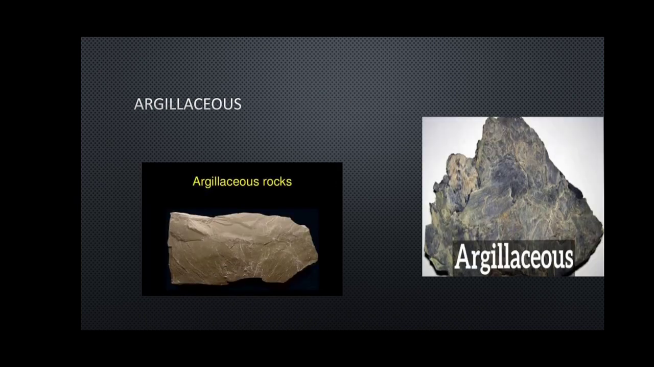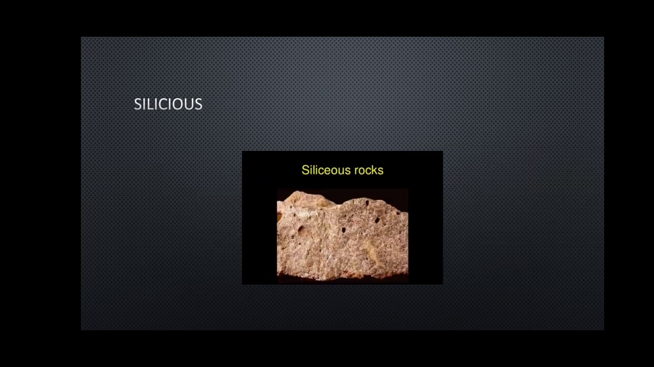As you can see in the picture, argillaceous rocks. In argillaceous rocks, the principal constituent is clay, that is aluminium. The argillaceous rocks are slate and laterite. Then the siliceous rock, you can see in the picture. In the siliceous rock, the chief constituent mineral is sand, that is silica. We have siliceous rocks like quartzite and granite. In quartzite and granite, there is silica.